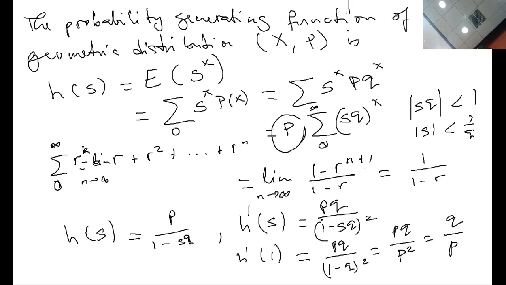And the standard deviation is not this. It is the square root of the variance, square root of q over p squared. So to complete this, please find the second derivative of this h prime. It will help us to complete.